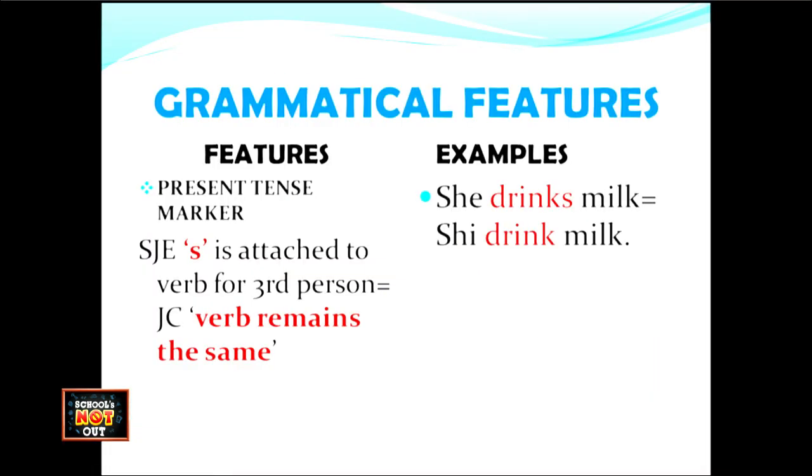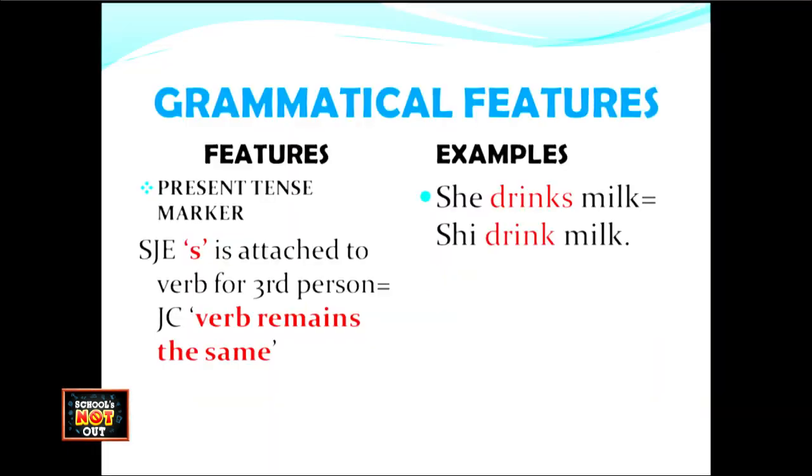Present tense marker. So for the third person, in standard English, we would add S. She drinks milk. He drinks milk. How do we do this in Creole? So in Creole, the verb remains the same. Me drink, you drink, him drink, she drink, we drink. Nothing is added to the verb. Let's continue.